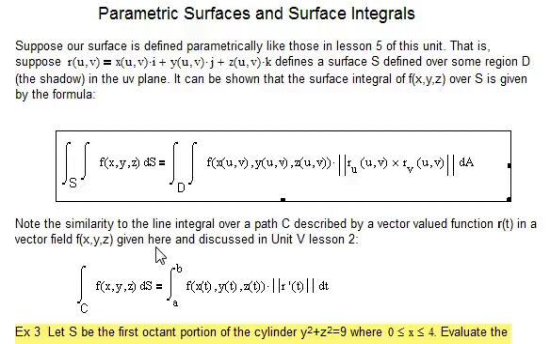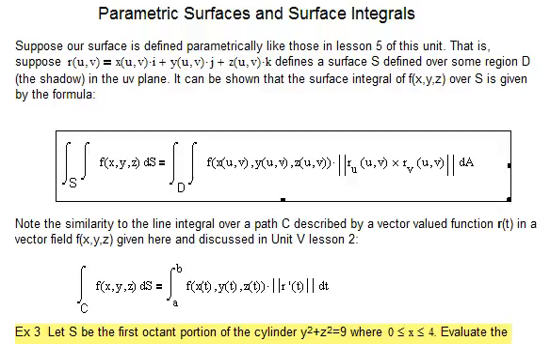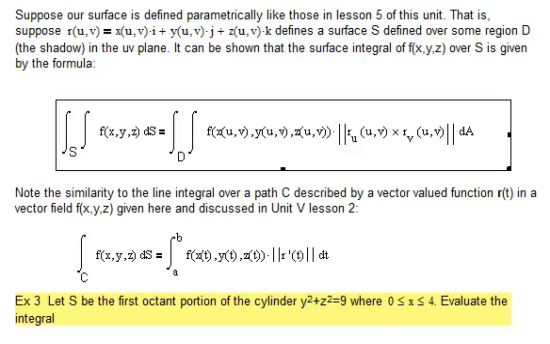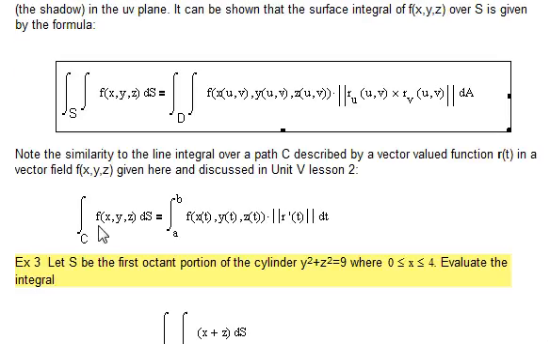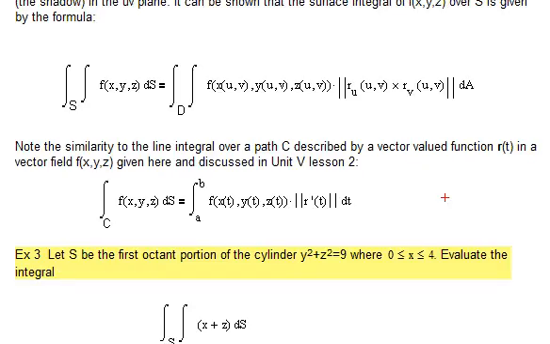But notice the similarity to this in the line integral over the path C described by a vector valued function in Unit 5, Lesson 2. Okay, take the time and go back and notice that. It would be probably worth your while. Anyway, how do you calculate such a thing? Well, here it is. Actually, I brought it here, so let's do one.